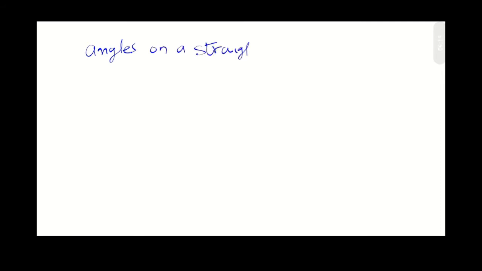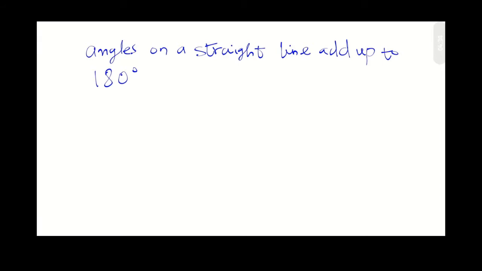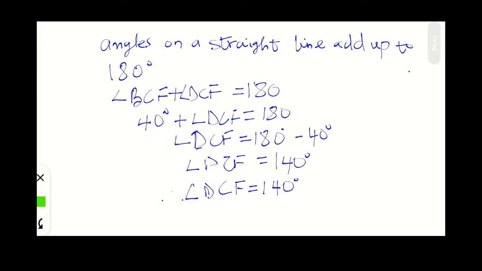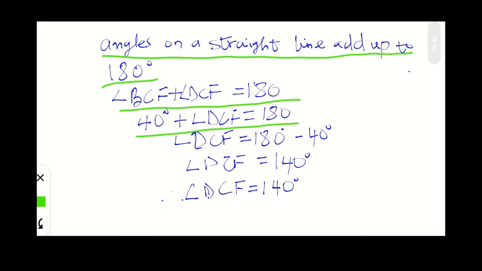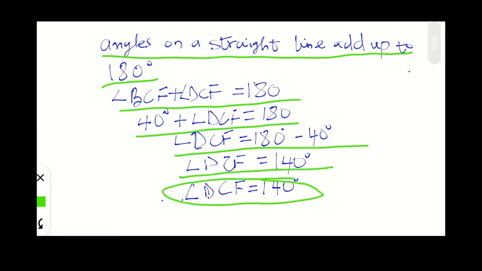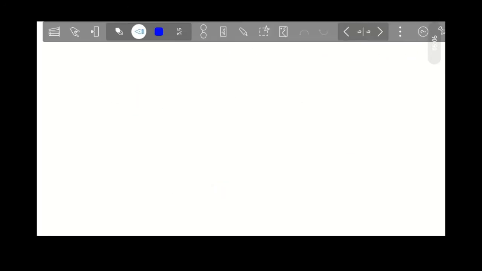Okay, angles on a straight line add up to 180 degrees. So we are going to use this to find angle DCF. This is telling us that BCF plus DCF gives us 180 degrees because they're on a straight line. So 40 degrees plus angle DCF, that's what we are seeing there. So angle DCF is 140 degrees if we simplify that equation. As simple as that.